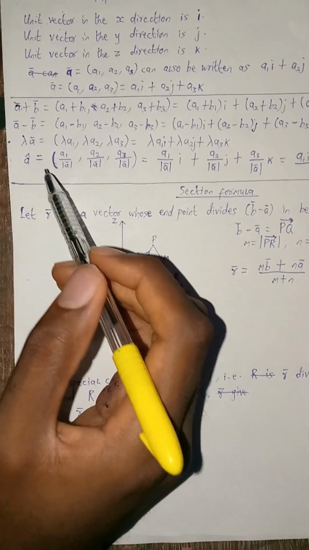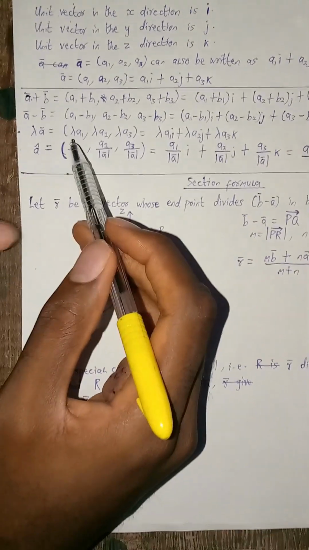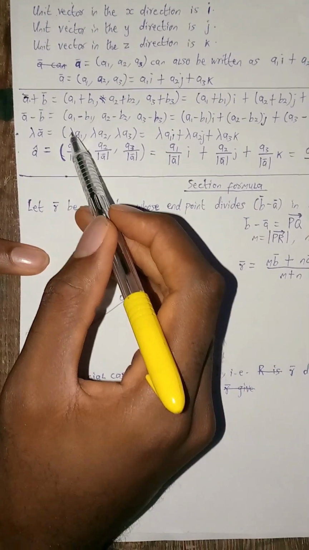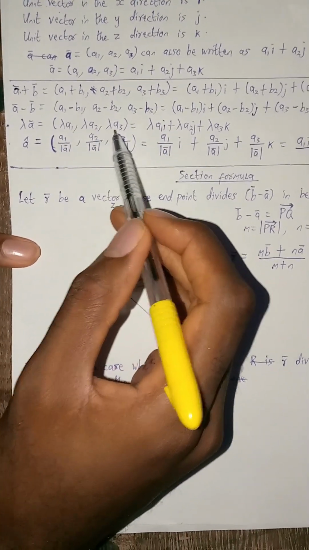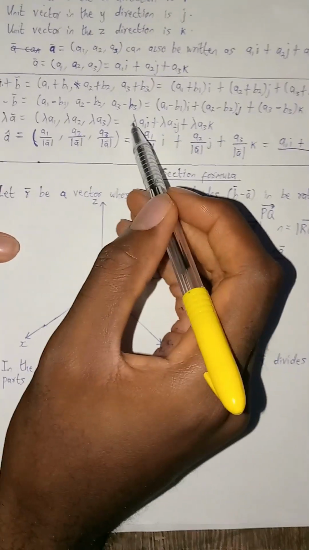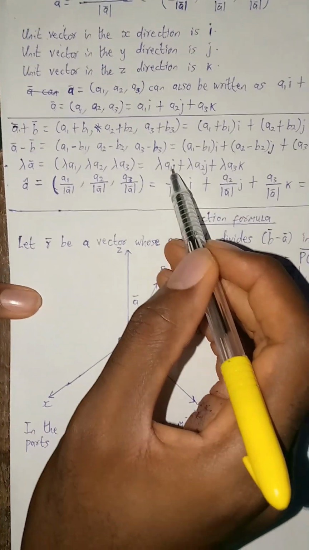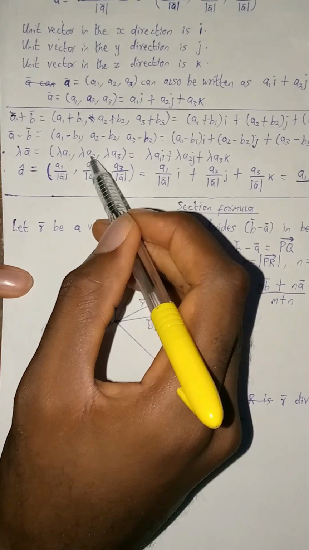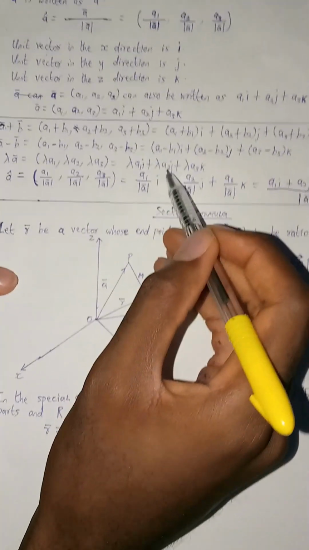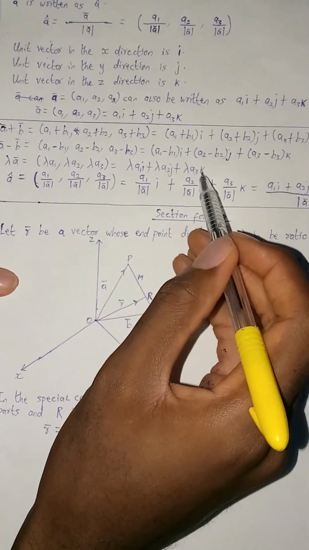Now, for scalar multiplication, before what we had was lambda A1, lambda A2, lambda A3. Now we have lambda A1 i because this is in the x direction. This is in the y direction, so plus lambda A2 j plus lambda A3 k.